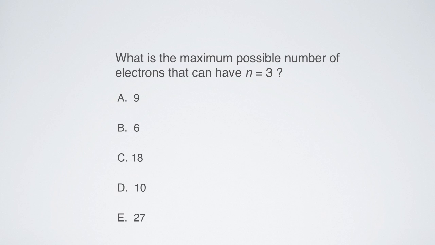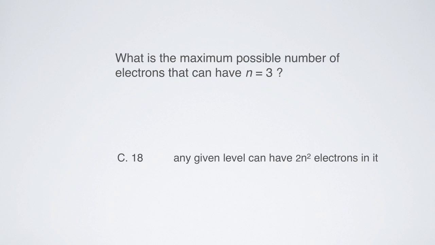What's the maximum possible number of electrons that can have n equal to 3? So this is all the different combinations we can dream up for quantum numbers that can have n equal to 3. Again, you should probably pause it and think about it for a little bit, because I'm just going to all of a sudden give you the answer. 3, 2, 1.